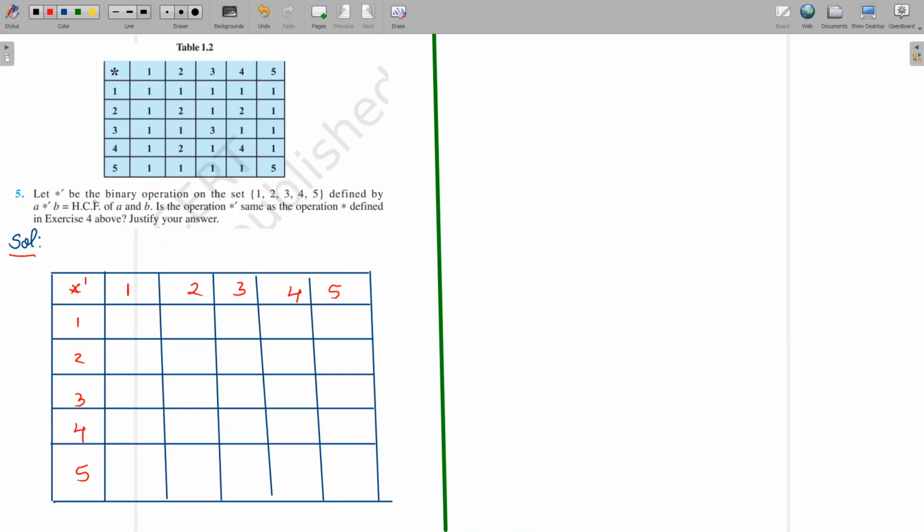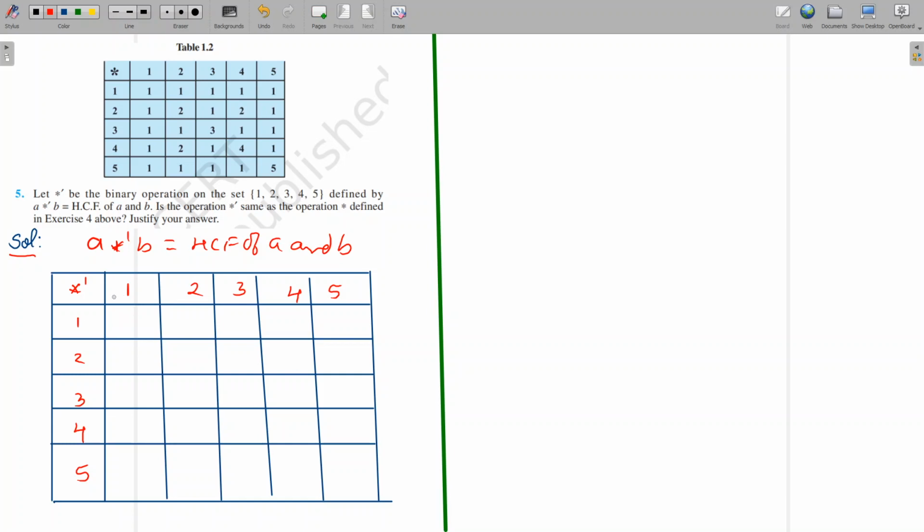Question number 5. Let star dash be the binary operation on the set {1, 2, 3, 4, 5} defined by A star dash B equal to GCD of A and B. Is the operation star dash the same as the operation star defined in exercise 4 above? Justify your answer. So here it is defined A star dash B equal to GCD of A and B. So let's start solving this table.